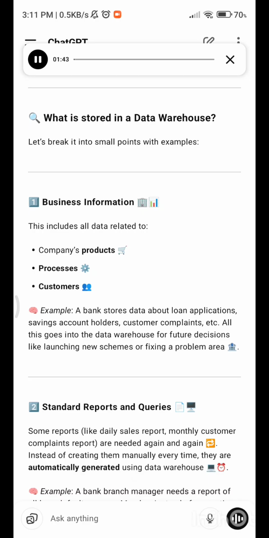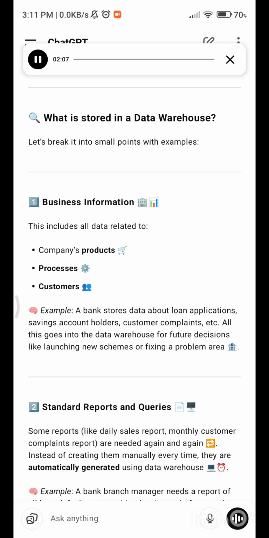1. Business information. This includes all data related to companies' products, processes, customers. Example, a bank stores data about loan applications, savings account holders, customer complaints, etc. All this goes into the data warehouse for future decisions like launching new schemes or fixing a problem area.